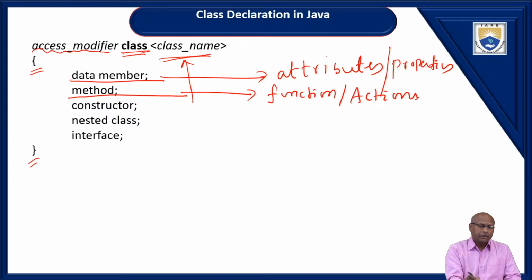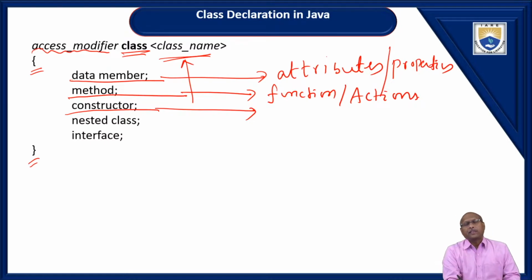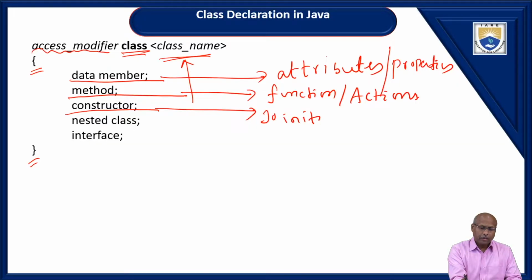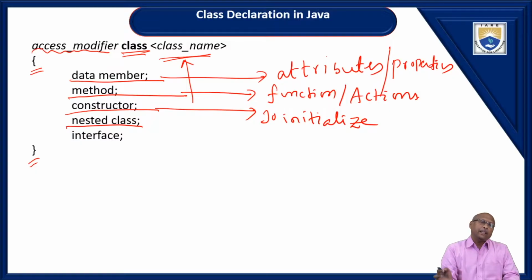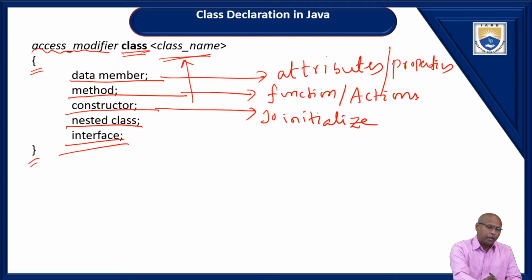So every class will have a set of data members, a set of methods, as well as a special method called constructor to initialize objects. And in some classes, you may need a nested class also. So inside a class, you can write one more class. At the same time, you can write a set of interfaces also. So a class can have these types of items.